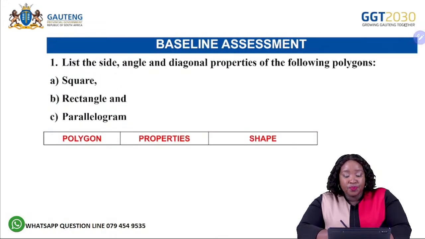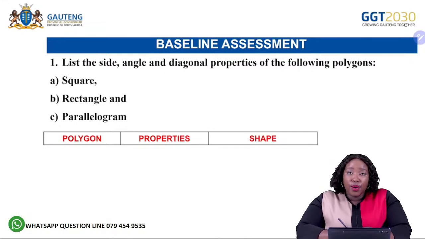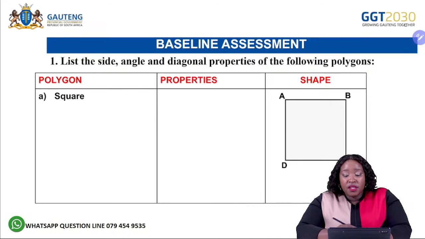All right. This is your baseline assessment. It says list the side, angle, and diagonal properties of the following polygons, and you are given a square, a rectangle, and a parallelogram. All right. So let me just show you an example. This is what your table would have to look like, okay? So you have the name, and then your properties, and then you draw the shape. And when you draw the shape, make sure you fill in the properties as well on the shape, okay?